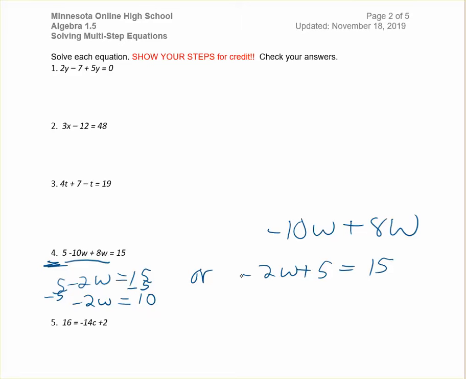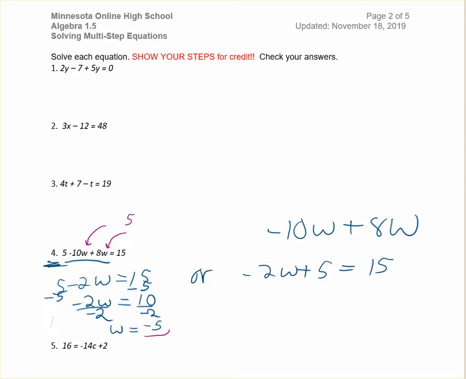And then the last step would be to divide both sides by the number that's being multiplied by the variable, which is negative 2. And of course, on the left side, that leaves us with w. On the right side, we'd have 10 divided by negative 2, which is negative 5. Now I'm going to check this quickly just by taking the value of w and putting it in here and here. So I'm going to replace each w with negative 5, and I'm just going to write off to the side what I would have.